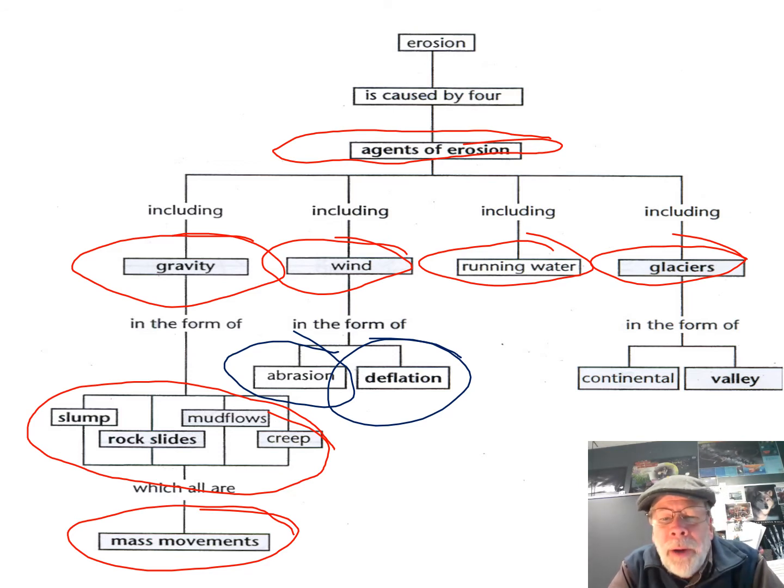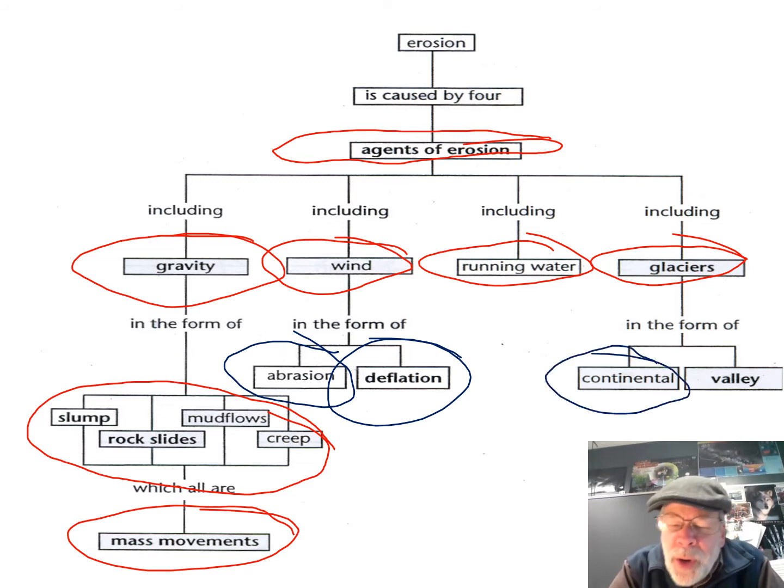Running water we'll talk about. And glaciers, there are two kinds of glaciers. The continental glaciers. Where do you find continental glaciers? About Antarctica, entirely covered by a continental glacier.